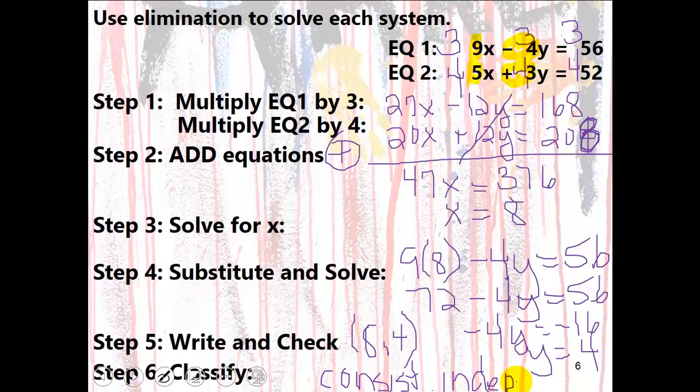Okay. So let's just do a quick check. Let's do 5 times 8 is 40 plus 12. 40 plus 12, that's 52. And 9 times 8 is 72 minus 16. 72 minus 16 is 56, and that checks. So we're good to go.